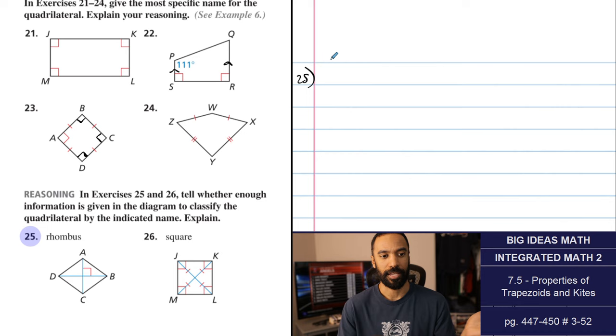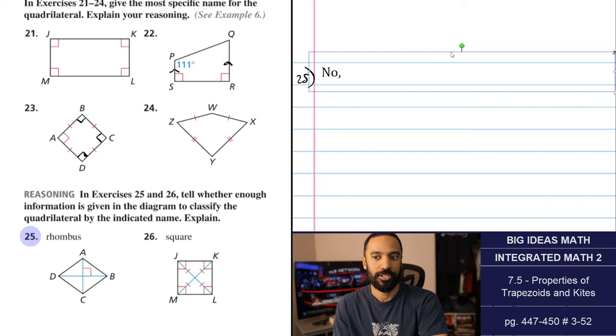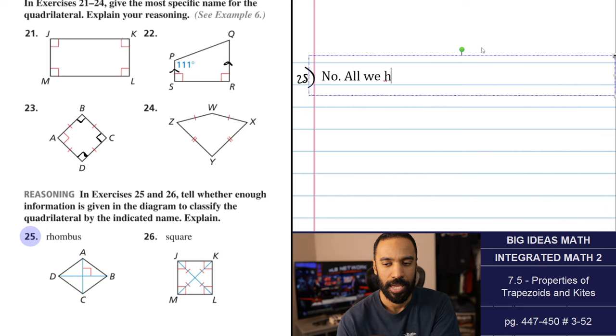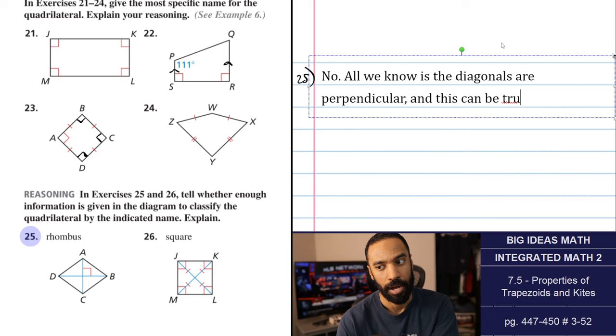In exercises 25 and 26, tell whether enough information is given in the diagram to classify the quadrilateral by the indicated name, explain. They're asking, is 25 a rhombus? No. All we know is the diagonals are perpendicular, and this can be true of any quadrilateral.